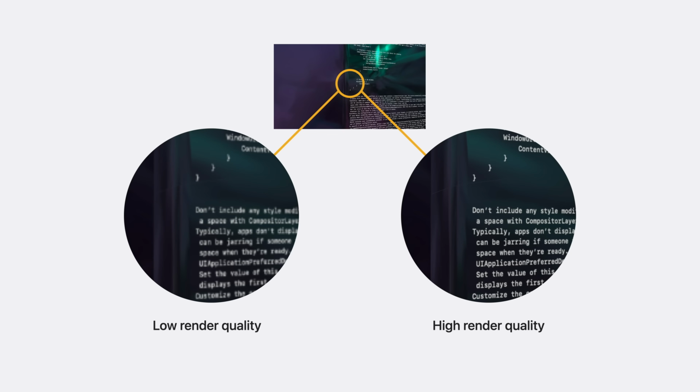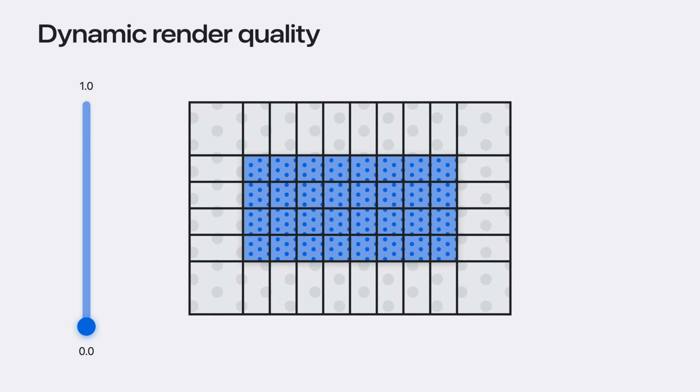Optimizing your app's render performance can require fine-grained control. So this year, we added support for dynamic render quality in Compositor Services, enabling your highly detailed scenes to shine. Increased resolution in your rendered scenes can significantly enhance the user experience. With this new feature, you can control the quality of the frames rendered by your app.